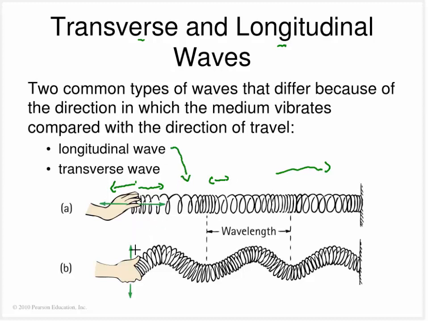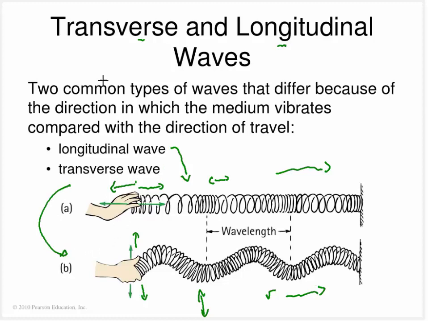You could also take the slinky and shake it up and down, kind of like this. In this case, you would actually visibly see the slinky. The particles would be going up and down, but the wave would actually be traveling in this direction right here. So we're actually going to go ahead and call this guy a transverse wave.